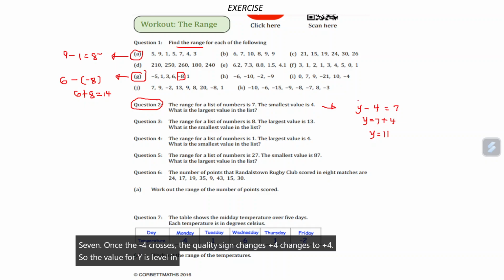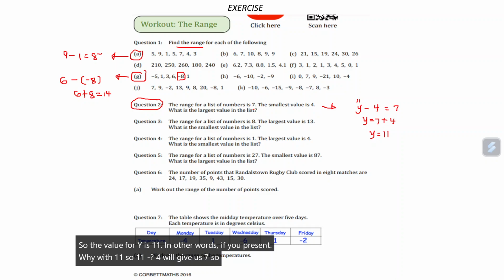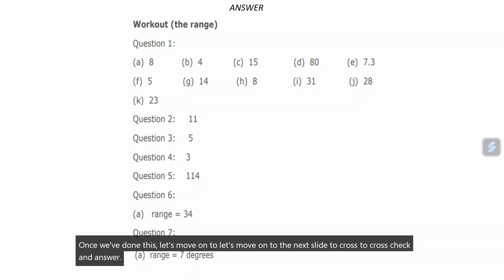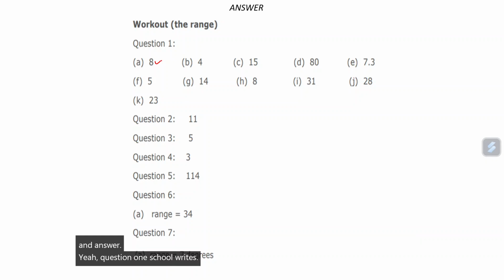In other words, if you replace y with 11, so 11 minus 4 will give us 7, so that fits in here. Once we've done this, so let's move on to the next slide to cross check our answer. Yeah, question 1 is correct. We had to go with 1G, is correct. Then this 2 is correct.